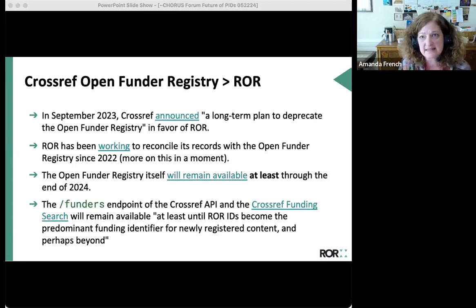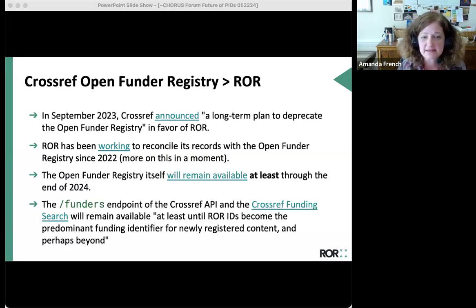ROAR was originally developed because there were no author affiliation identifiers that were free and open and community driven, like the funder registry. But we've been working to reconcile these two registries for quite a while, ever since 2022, long before we made this announcement. As you may have seen on the last slide, there are over 109,000 organizations in ROAR, and there are 43,000 or so in the funder registry at the moment.